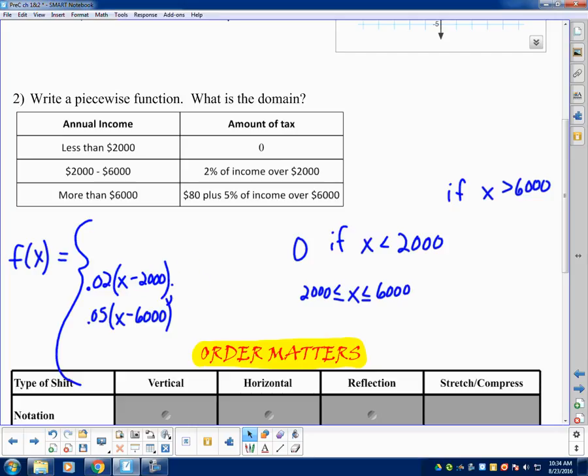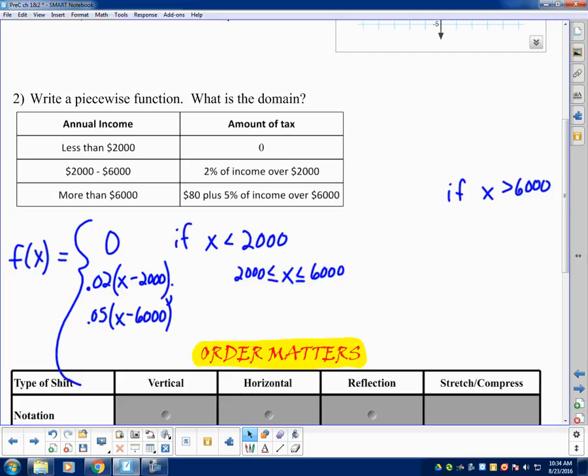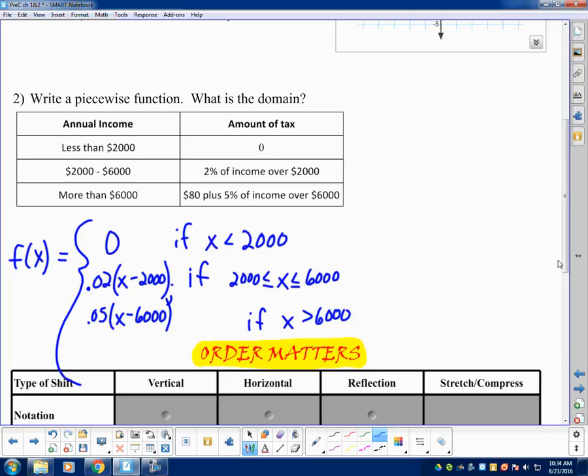So there's my second one. There's my first one. So 0 if x is less than 2,000. 0.02 times x minus 2,000 if x is between 2,000 and 6,000. And then if x is greater than 6,000, we pay 0.05 times the amount of money you made for the year above $6,000, and then plus 80. And that's if x is greater than 6,000. So that's our piecewise function that defines the amount of tax that you would have to pay.